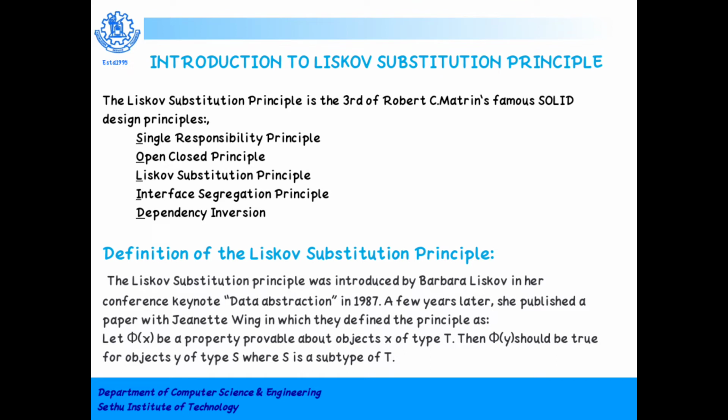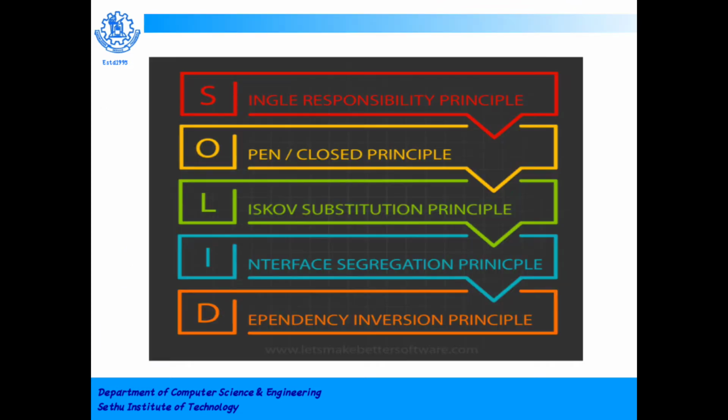And we see the definition of the Liskov substitution principle. The Liskov substitution principle was introduced by Barbara Liskov in her conference keynote, Data Abstraction, in 1987. A few years later, she published a paper with Jeannette Wing, in which they defined the principle as: let phi(x) be a provable property about objects x of type T, then phi(y) should be true for objects y of type S, where S is a subtype of T.